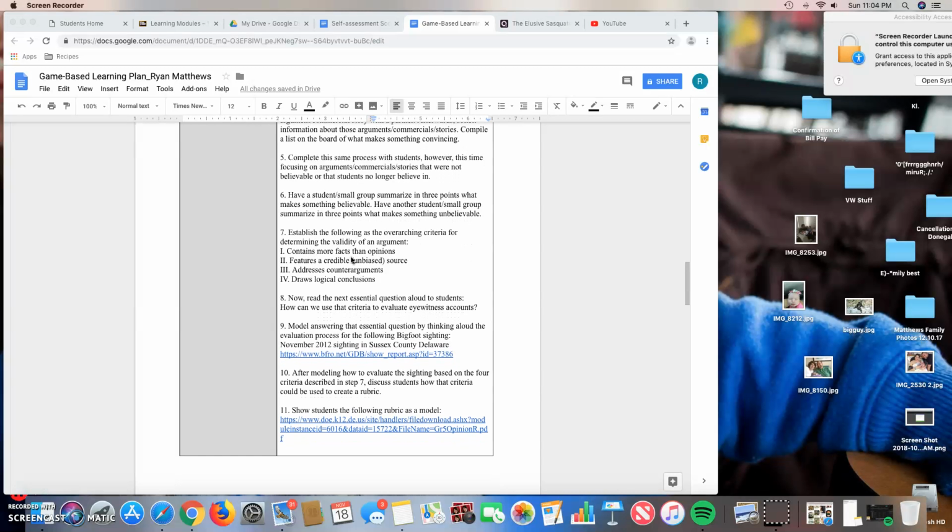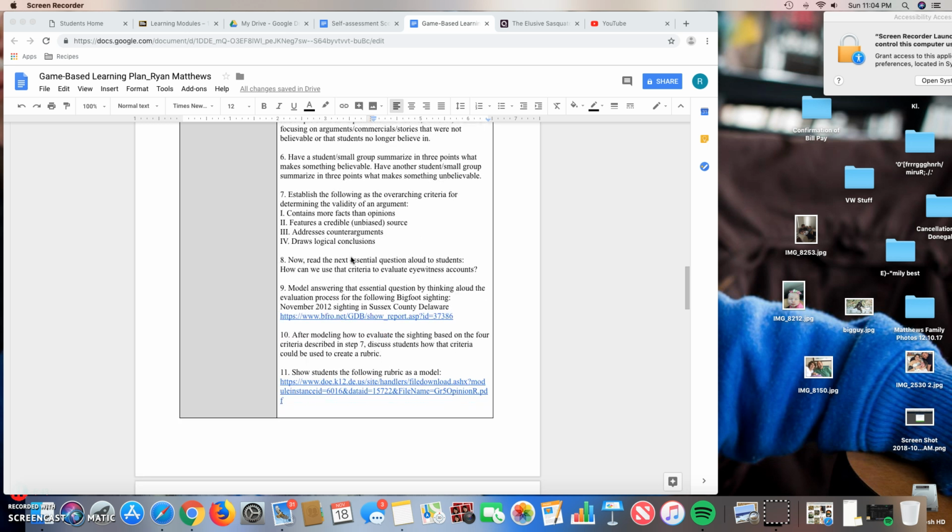Then the teacher will facilitate the small groups of students in summarizing: looking at all these things you found convincing, what made them that way? And looking at all these things that you don't believe, what made them that way? What was the criteria that led you to believe and feel certain ways about these different topics?